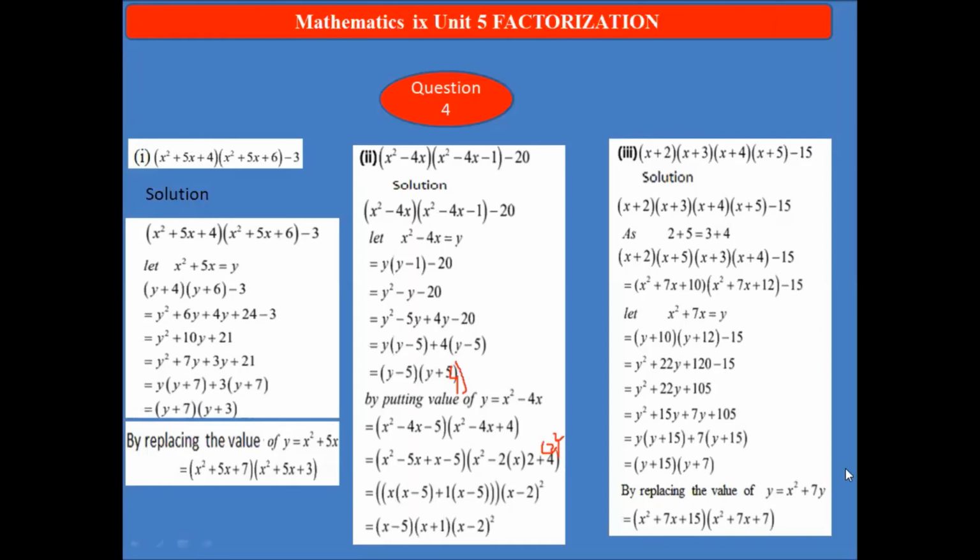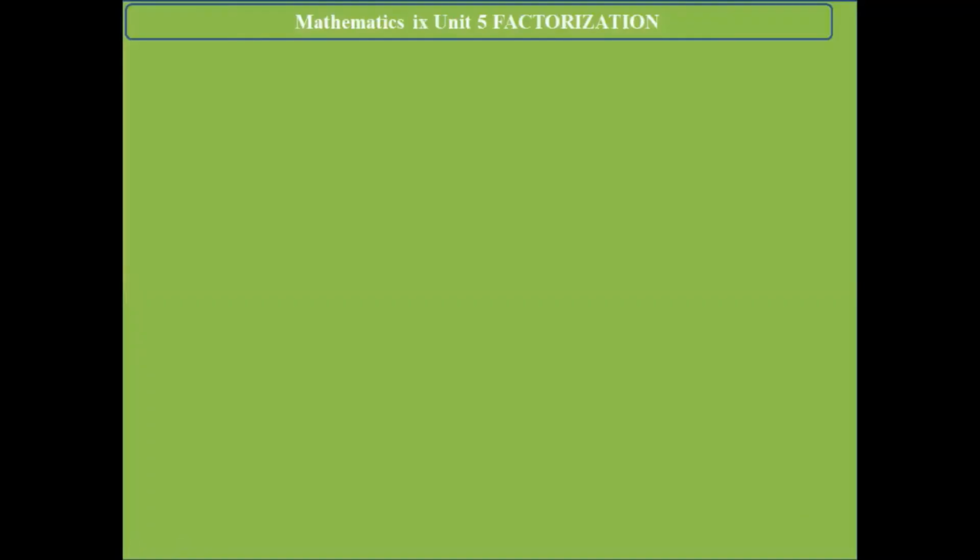So now we have to replace the value of y, which is equal to x square plus 7x. Here is again a typing mistake, so this must be x. Sorry for this, y is equal to x square plus 7x. So replace the value here. So we have x square plus 7x plus 15, and x square plus 7x plus 7. So this is question number 4.